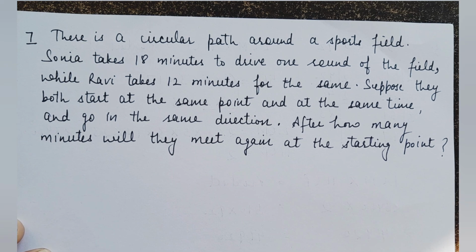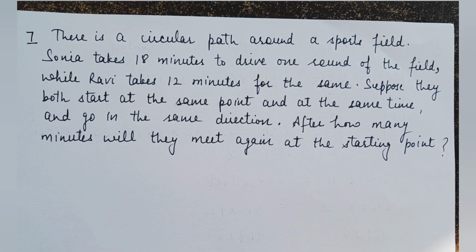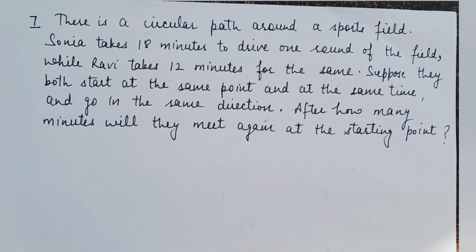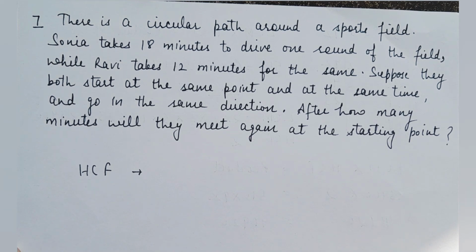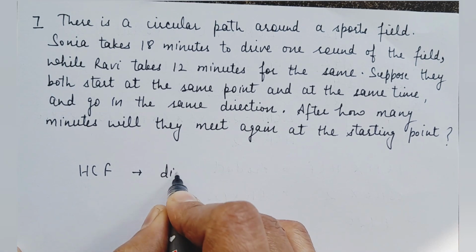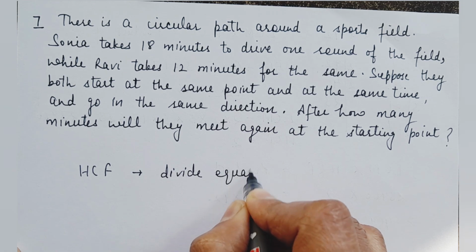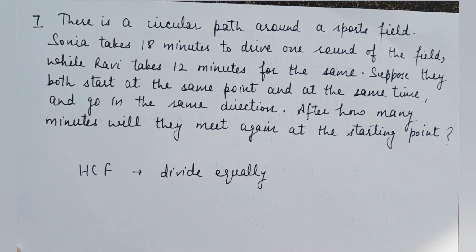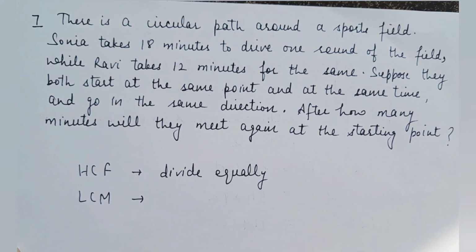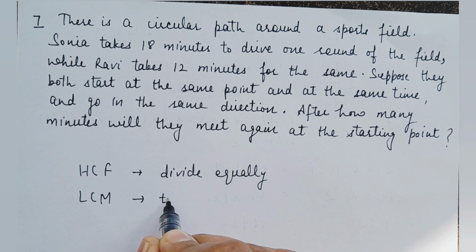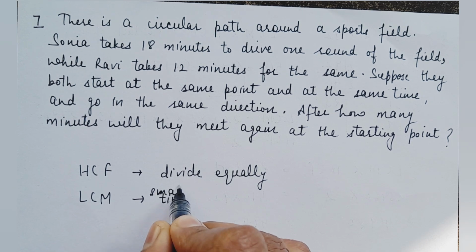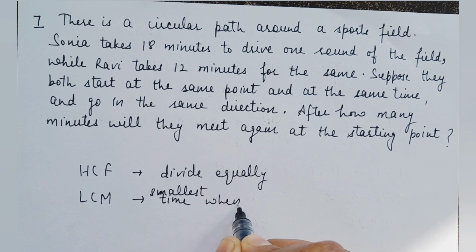Now, in these kinds of questions, you have to understand when to use LCM and when to use HCF. Basically, HCF we use in the cases when we have to divide the given set of things equally. When we have to divide the given things equally among some persons, distribution is there, then we use the HCF. And when to use the LCM? When we have to find the smallest time when multiple things will happen again.